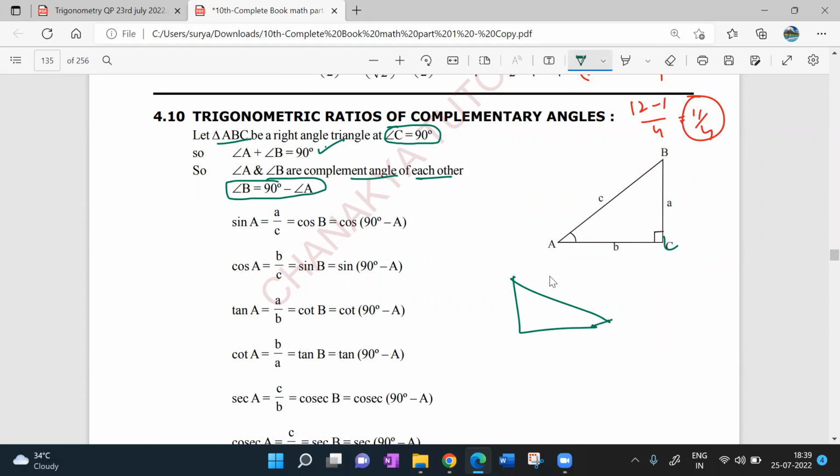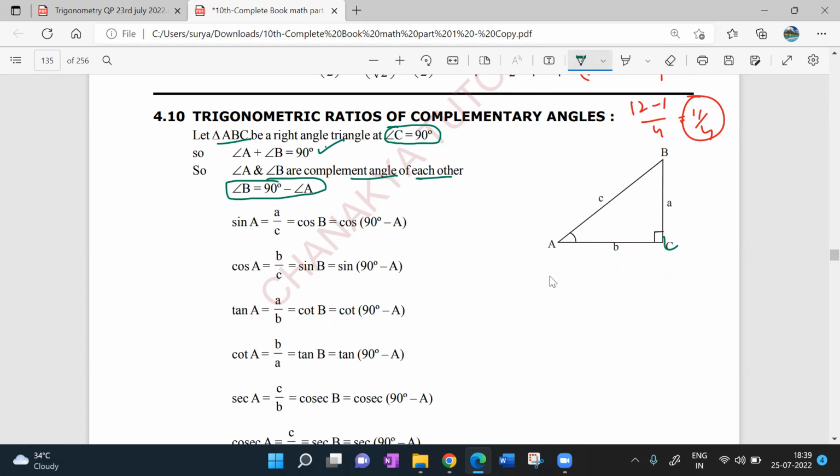A, B, C as well. You can frame it like this as well. Anything is correct. So sin A is what? A by C. Opposite by hypotenuse. Opposite is A, hypotenuse is C. So which is equal to cos B also.